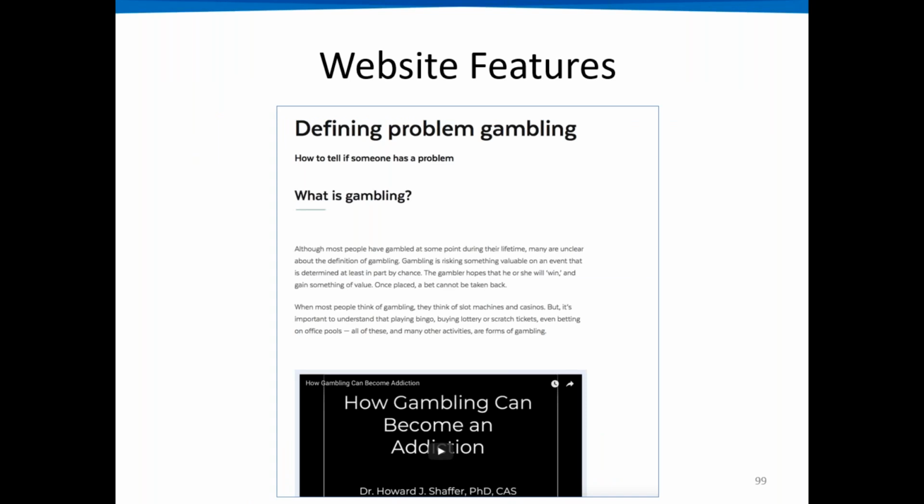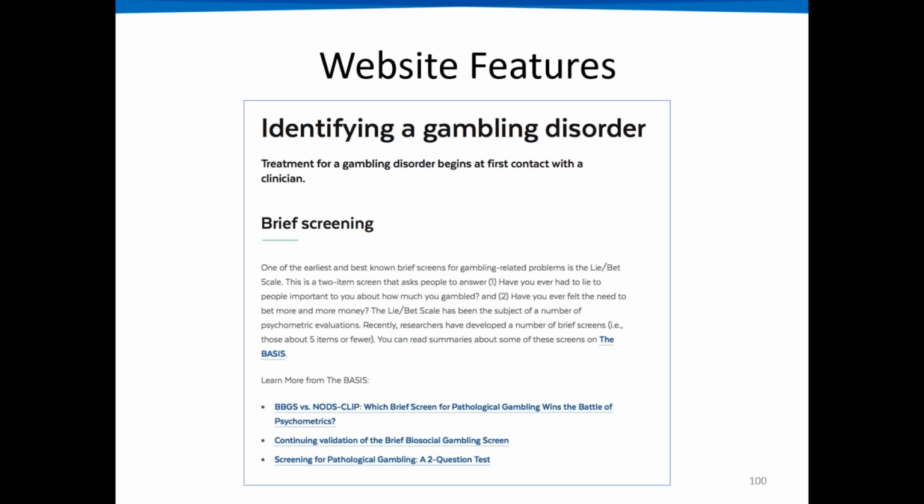There are a bunch of website features that are worth exploring beyond the categorization of treatment types into strength of evidence group. A section called Defining Problem Gambling includes definitions, videos, and other important content that can help clinicians understand gambling disorder, what it might cause people to experience, and who might be at risk for developing it. This image provides a snapshot of that section of the website. A section called Identifying Gambling Disorder includes access to discussions of brief screens, assessments, and DSM-5, as well as links to the Brief Addiction Science Information Source, or the BASIS, review articles related to those resources, and hyperlinks to source material. This image provides a snapshot of that section of the website.